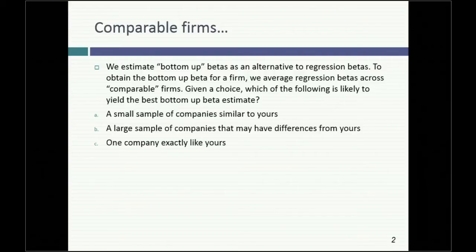Anybody want to try? Yes, Joseph. Would you go for the large sample? And tell me why. Because when you have a larger sample size, it kind of gets rid of some of that noise problem. In fact, why do we not like regression betas? One slice of history. Strange things can happen during that slice, right? And so replacing it with another beta is not going to replace the problem.